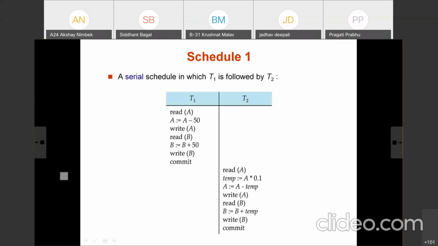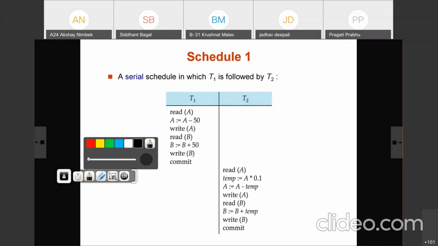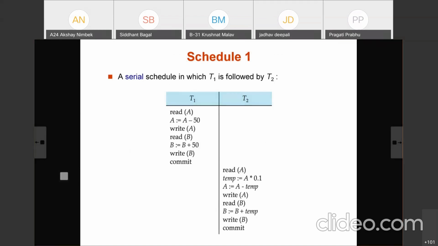So serial schedule, what does it indicate? Schedule means when more than one transaction is executed, together we call it a schedule. Here one schedule is shown, in which transaction T1 is executed first, followed by transaction T2.